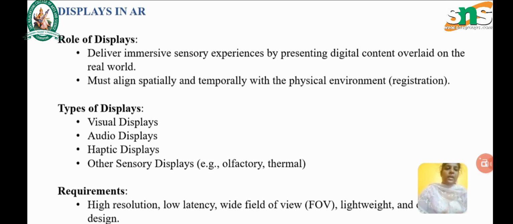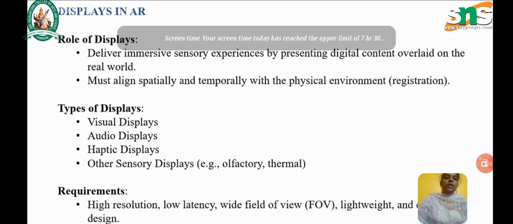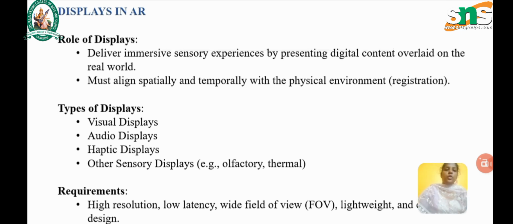But for this to feel real, the digital content must align both spatially and temporally with the physical environment. This process is called registration. Spatial alignment means the digital object should appear exactly where it's supposed to be in the real world. For example, if you place a digital chair in the living room, it must stay fixed on the floor and not float away when you move your phone. Temporal alignment means the digital overlay should update in real time without lag when you move your head or device, otherwise it feels unnatural and breaks immersion. So displays are not just about showing visuals, they are about perfectly blending digital with reality.